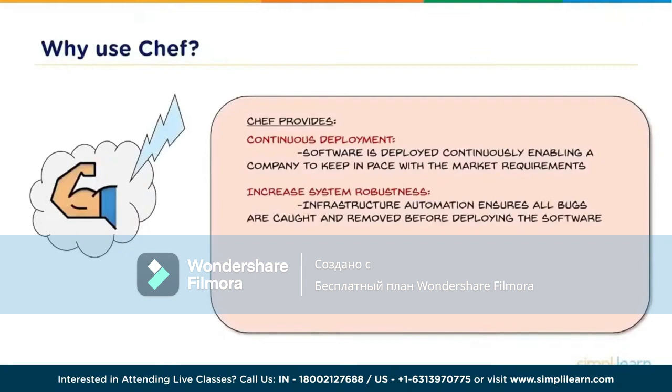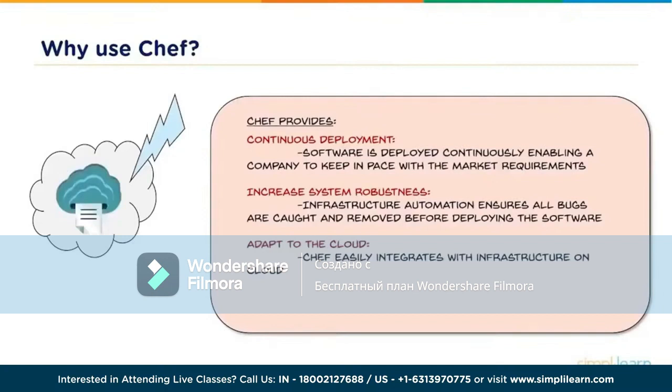Chef also provides increased system robustness. As we saw, Chef can automate the infrastructure. But in spite of this automation, there's a good possibility that errors do creep in. Chef can detect all these bugs and remove them before deploying them into the real environment. Not only this, Chef also adapts to the cloud. We all know how today the services, tools, solutions, everything's revolving around the cloud. So Chef does really play along by making itself easily integratable with the cloud platform.